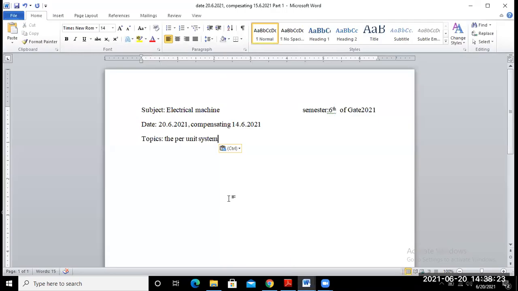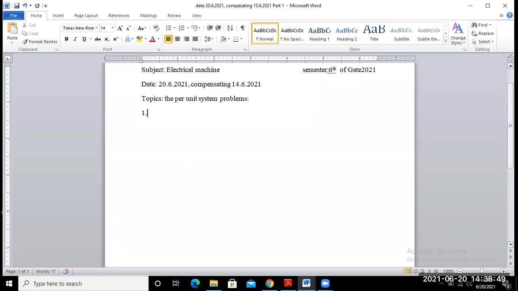Okay, so the per unit system problems. Consider question number one. In the previous class we already found the per unit resistance, which gives the ohmic losses, and the per unit impedance, which gives the voltage drop of the impedance. Based on this formula, let us try to see one numerical.